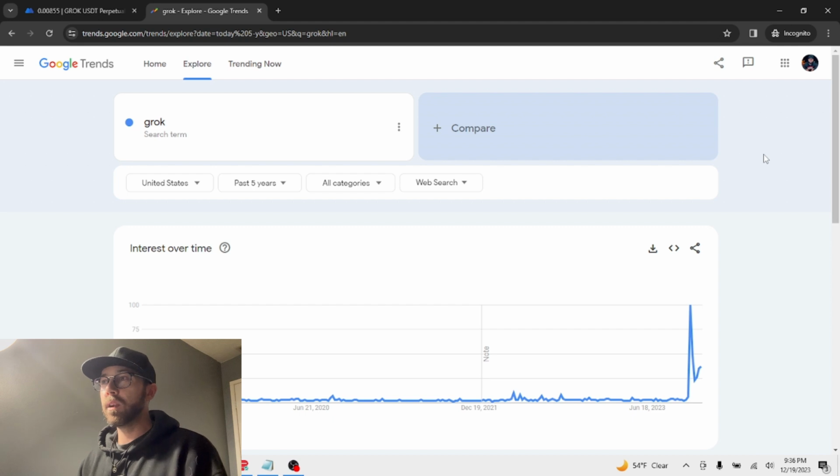My conviction in GROK remains incredibly high. There would have to be some wild card event for me to lose conviction in GROK, and that's just me personally. So hopefully you learned something, and maybe we'll go a little bit further into technical analysis.